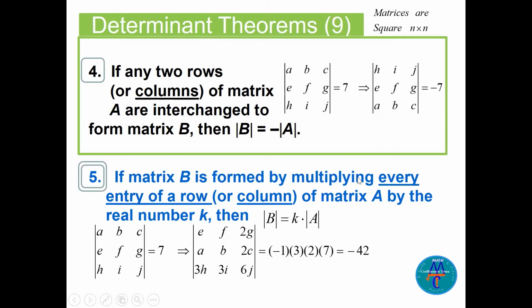See, K is multiplied in a row or a column. So we have 3 multiplied by row 3, and a 2 there multiplied by column 3. And then the 7 from the determinant of the given. So when you multiply, you get minus 42.